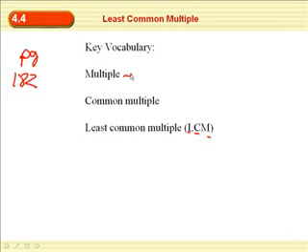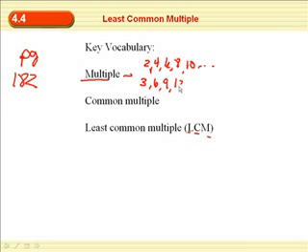First off, let's talk about a multiple. A multiple is defined on page 182. It says, the multiple of a number is the product of that number and any non-zero whole number. I like to say it this way, multiple, multiply is another way to think of it. Multiples of 2 are 2, 4, 6, 8, 10, and so on. Multiples of 3, 3, 6, 9, 12, 15, and so on.